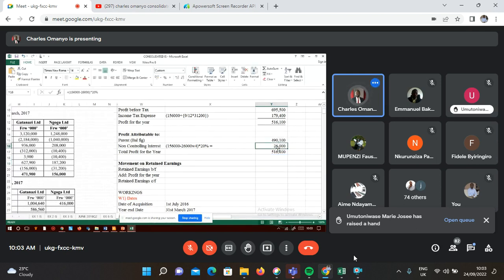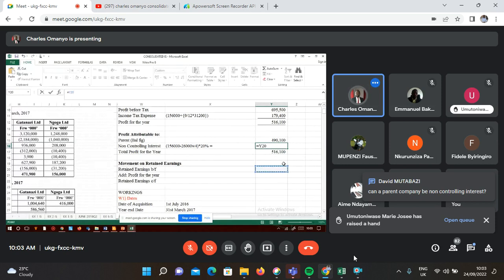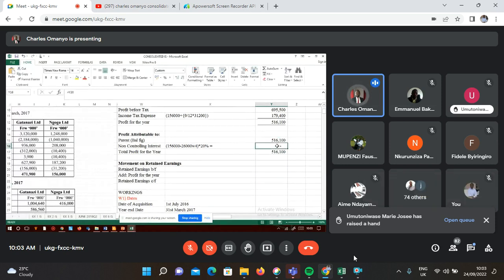Did I do the right thing? Oh, it happens by coincidence. It's also 26. You can see this. It gives you 26. Oh, sorry, how much is it? I'm just redoing it. 156,000. I'm just confirming that it is 26. Minus that, close the bracket times 20%. Does it give you 26? Yes, 26. Now, movement on retained earnings.